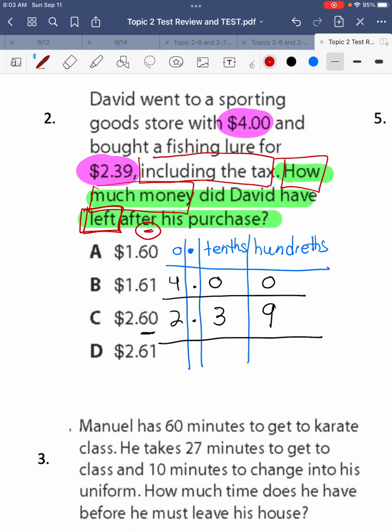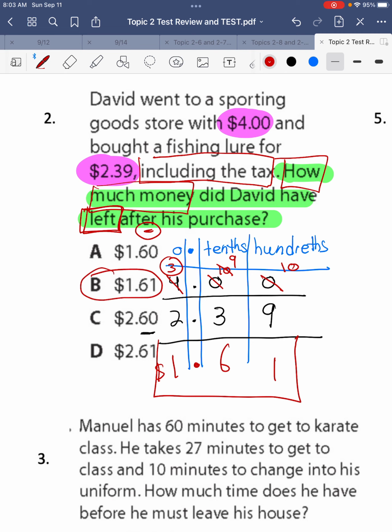I cannot do 0 minus 9. I cannot borrow from the other 0. I've got to borrow from the 4. It becomes a 3. My 0 now becomes a 10. But now I have to give this 0 something. So this 0 is going to become a 9. This 10 is going to become a 9, I'm sorry. And this 0 can now become a 10. So 10 minus 9, 1. 9 minus 3 is 6. Drop my decimal. 3 minus 2 is 1. So now I have $1.61. That was what David was left with. B.